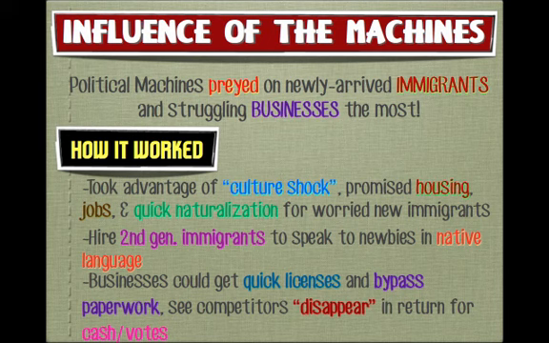The influence of machines: political machines preyed most on newly arrived immigrants and struggling businesses. How it worked: it took advantage of the culture shock that immigrants experienced, and promised worried new immigrants housing, jobs, and quick naturalization. Machines often hired second-generation immigrants to speak to the newcomers in their native language. Businesses could get quick licenses and bypass paperwork, and possibly get their competitors to disappear in return for cash bribes or votes.